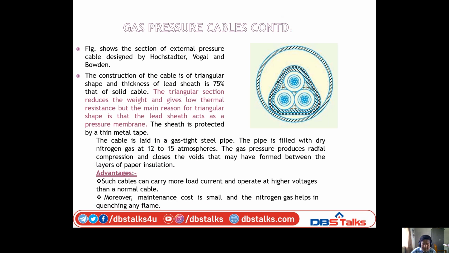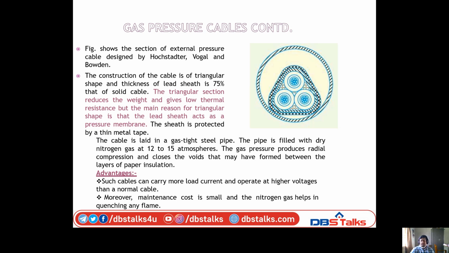Last one, gas pressure cable. The figure shows the external pressure cable designed by Ostrander, Vogel and Bowden. The construction of the cable is a triangular shape. Look at the figure, triangular shape, and the thickness of the lead sheath is 75% of that of the solid cable. Now, why are we utilizing a triangular section? This triangular section may reduce the weight and gives low thermal resistance, but the main reason for the triangular shape is that the lead sheath acts as a pressure membrane.